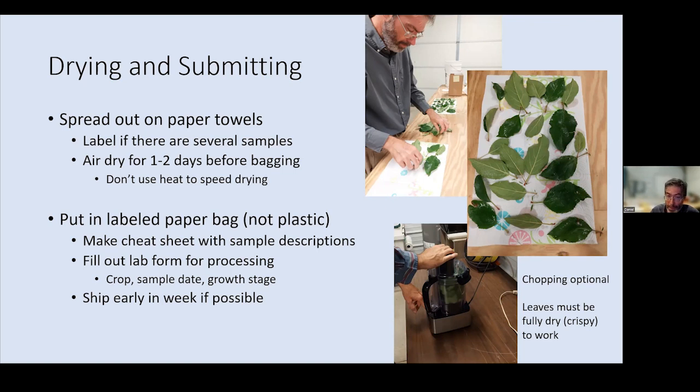Put in a labeled paper bag, don't use plastic because that'll cause molding, and then make a cheat sheet with the sample descriptions as a reminder. Fill out the lab form with any of the analysis, include the crop, sample date, the growth stage, as well as the basic, and then ship early in the week if possible to avoid sitting in shipping in a box over a long weekend.